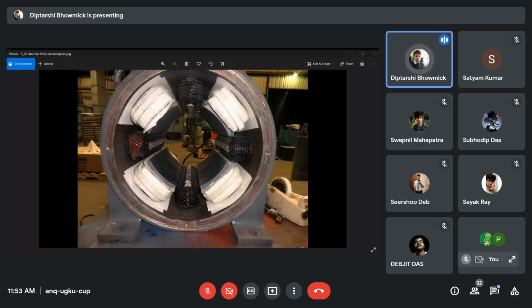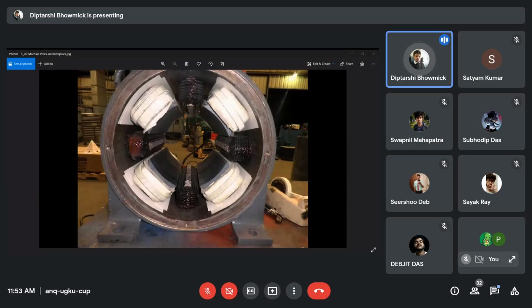And the value of this pole arc is 9 centimeter, that is given in the manual. And the pole pitch, similarly, is pi d by number of poles, so that is 12.0951 centimeter. And the ratio of pole arc to pole pitch, that is 9 by 12.0951, will be 0.7441. That is the ratio of pole arc to pole pitch.